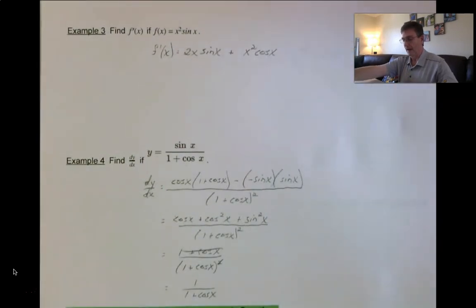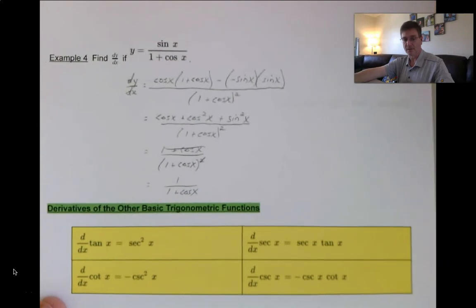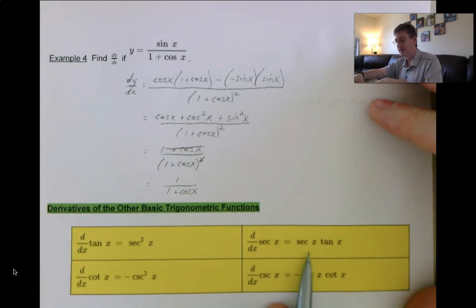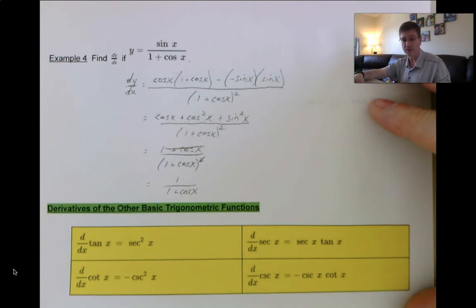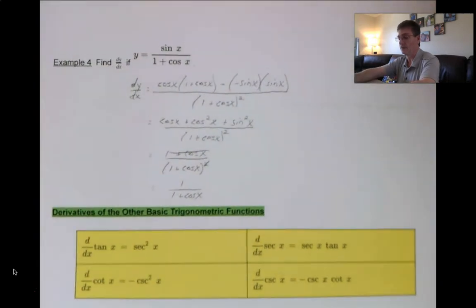Now, after example 4, we have a list of other derivatives that you have to memorize. Okay? Derivative of tangent of x is secant squared of x. Derivative of cotangent of x is negative cosecant squared of x. So on and so forth. Derivative of secant of x is secant x tangent of x. And derivative of cosecant of x is negative cosecant x cotangent of x. I know they look strange, but you're just going to have to memorize what those are and be able to use them.